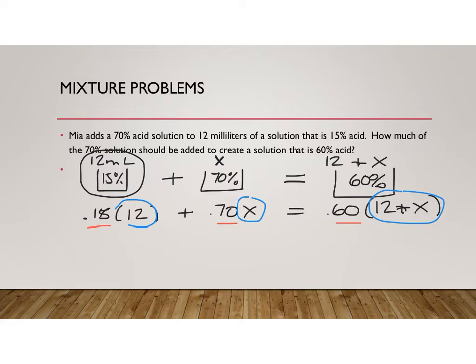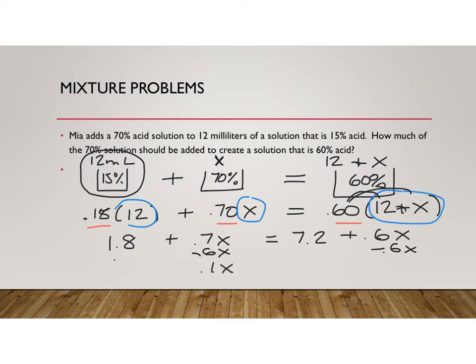So now we just do the math. 0.15 times 12 is 1.8, plus 0.7x, equals, we distribute this 0.6, which should be 7.2, plus 0.6x, and now we solve. So we're going to subtract 0.6x, which is 0.1x, we subtract 1.8, which is 5.4, dividing by 0.1 gives you X to be 54 milliliters.